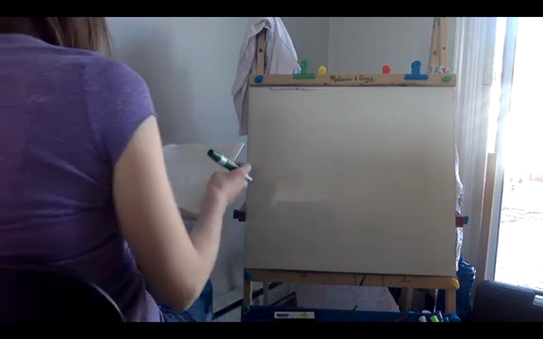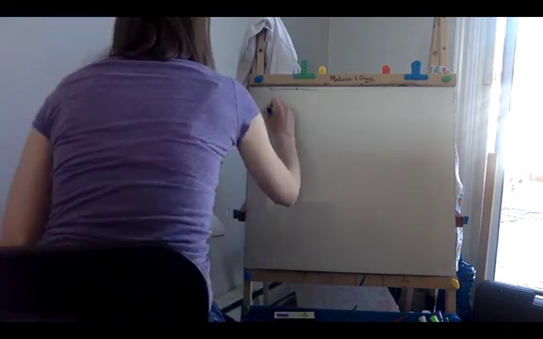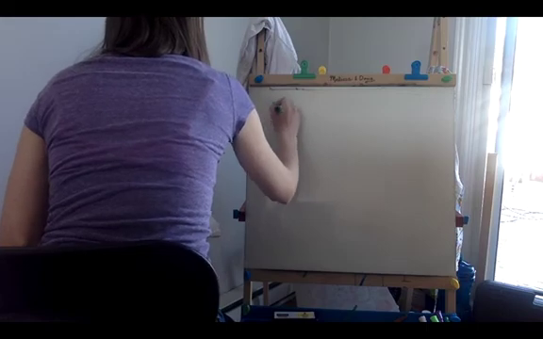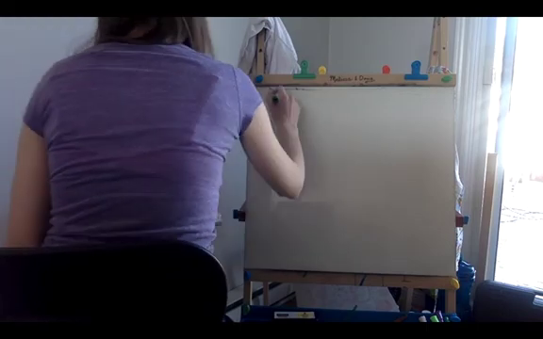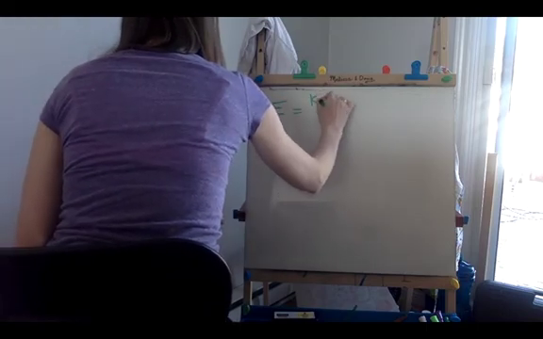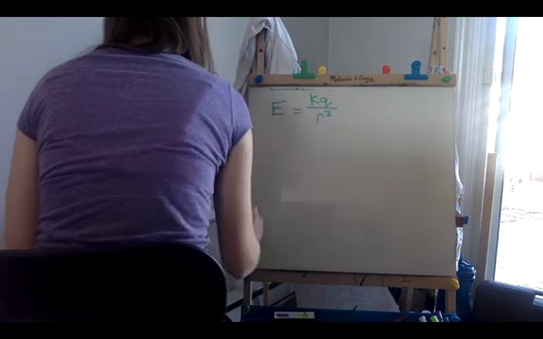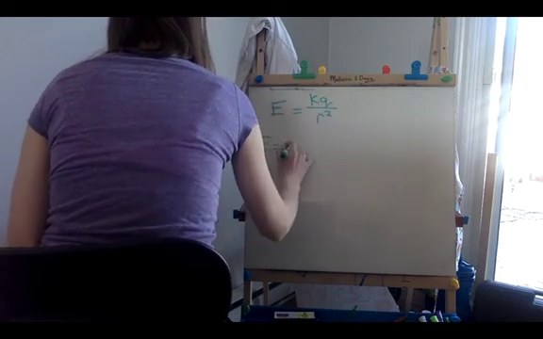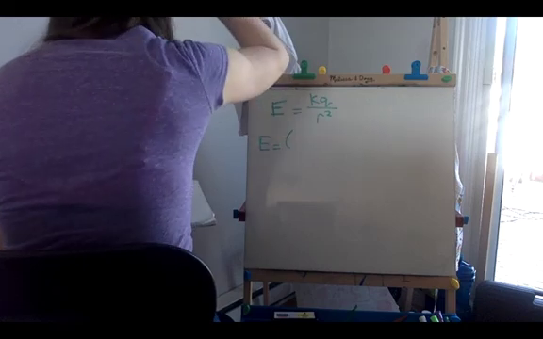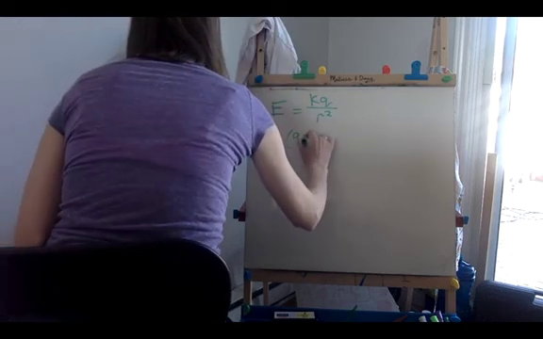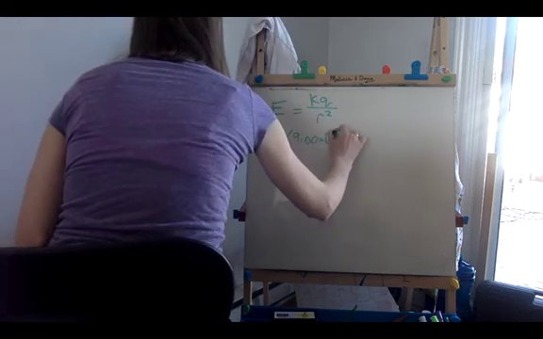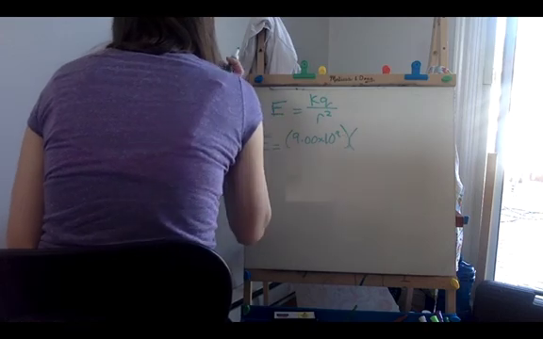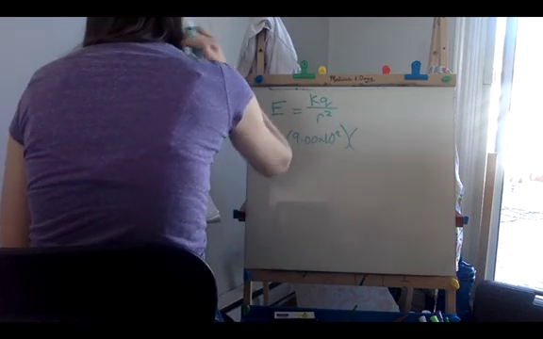Okay, so again, we're using that new formula, right? So our electric field intensity, E equals K times Q divided by R squared. K was our Coulomb's constant, right? So that was 9.00 times 10 to the 9. And again, I'm just leaving out units for space.